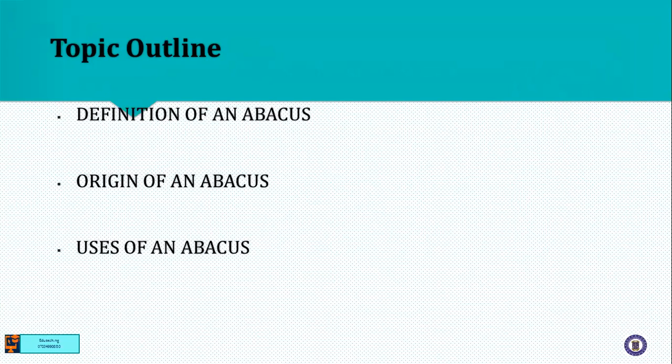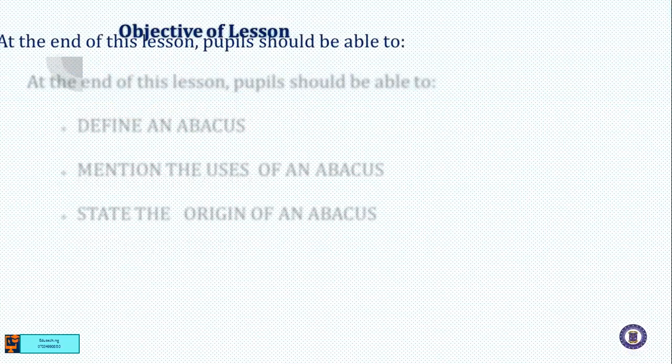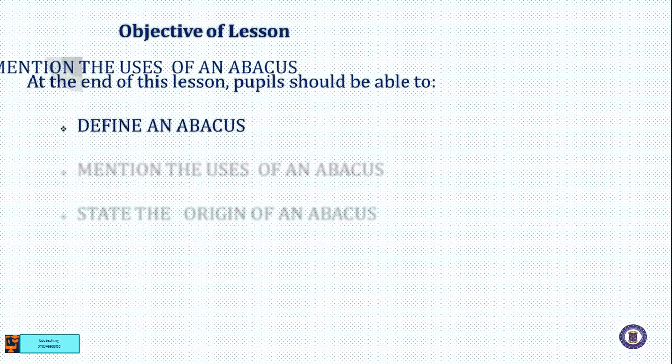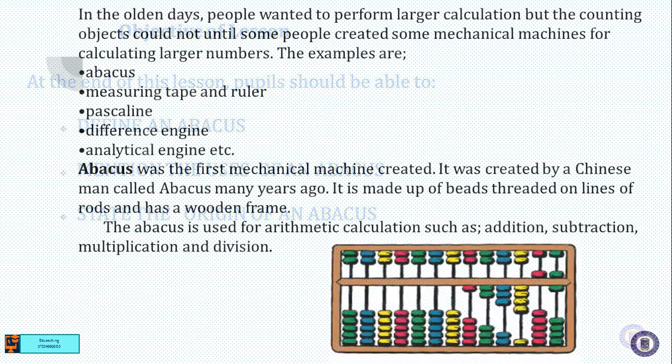Then the topic outlines. In this lesson, we are going to be looking at the definition of an abacus, the origin of an abacus, and the uses of an abacus. The objective of this lesson is that at the end of this lesson, pupils should be able to define an abacus, mention the uses of an abacus, and state the origin of an abacus. Then this is the lesson note properly.